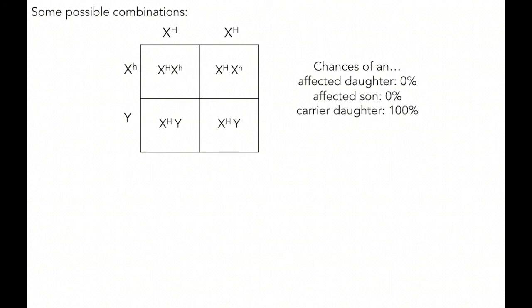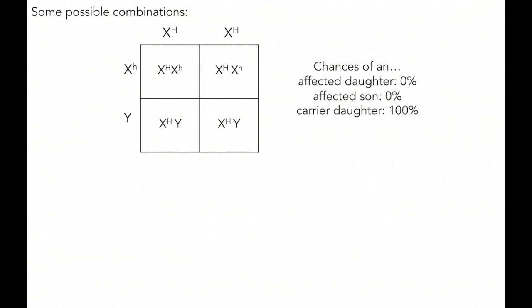Let's look at some possible combinations. Say an unaffected female were to have children with an affected male. The chances of them getting an affected child are 0%, but the chances of them getting a carrier daughter are 100%, since she would inherit the affected X chromosome from her father.